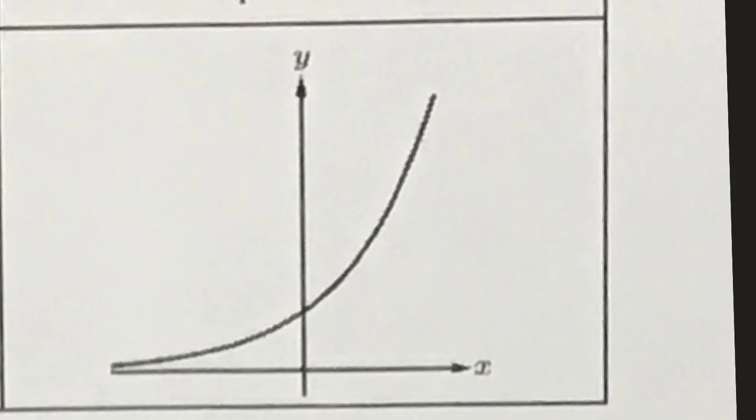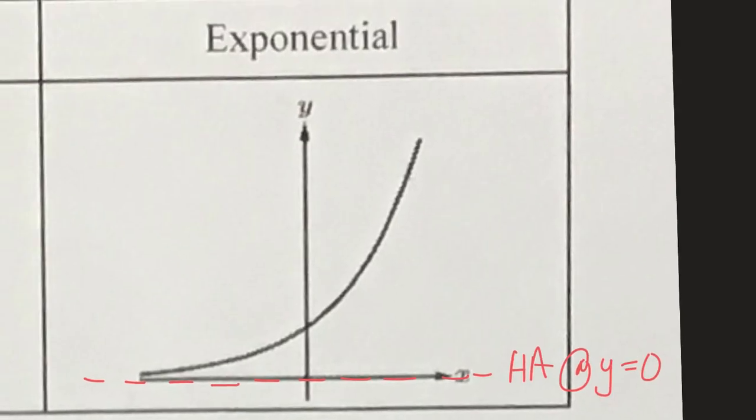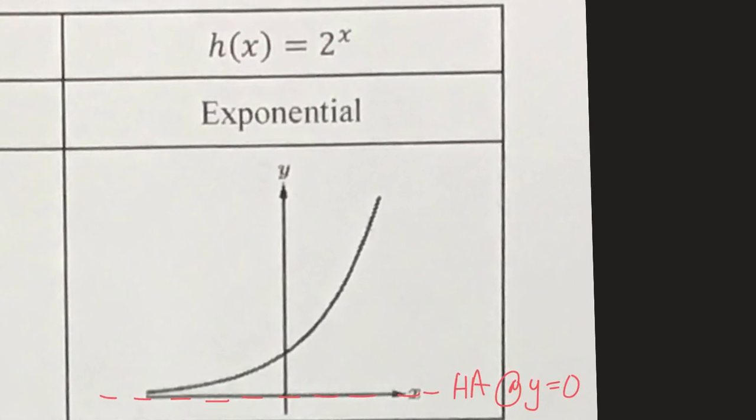Okay? One thing you should know is that they always have a horizontal asymptote. And unless there's been some type of a transformation, the horizontal asymptote goes through your x-axis. Okay, so that has the equation y equals 0. So every exponential graph has a horizontal asymptote. Okay, and if there's not a vertical shift, then the horizontal asymptote is through the x-axis, or y equals 0.